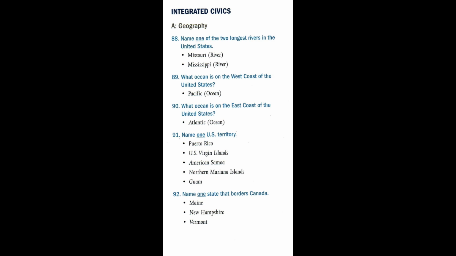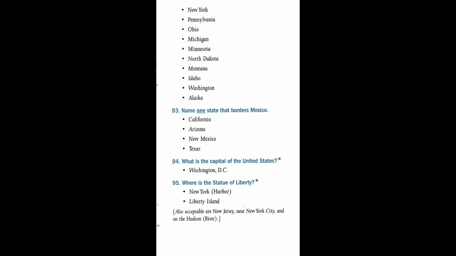92. Name one state that borders Canada. Maine, New Hampshire, Vermont, New York, Pennsylvania, Ohio, Michigan, Minnesota, North Dakota, Montana, Idaho, Washington, Alaska. 93. Name one state that borders Mexico. California, Arizona, New Mexico, Texas. 94. What is the capital of the United States? Washington, D.C. 95. Where is the Statue of Liberty? New York Harbor, Liberty Island.